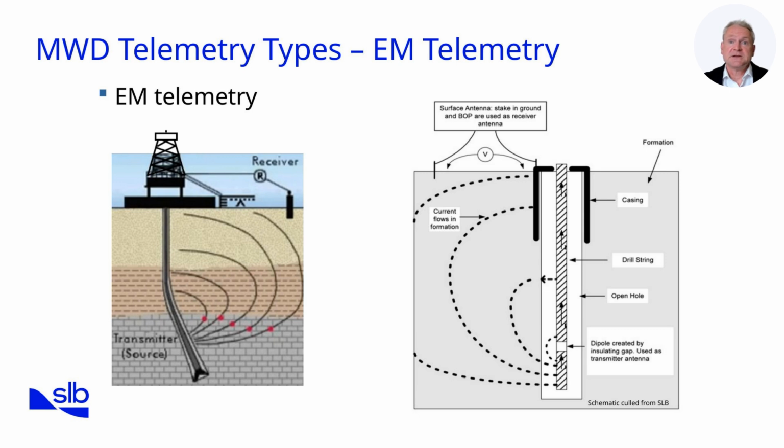Despite these limitations, EM telemetry is an important tool for specific operational contexts. When conditions are right, it provides faster, cleaner data transmission than mud pulse. This system is commonly used in land operations with shallow wells, for example, in the US shale plays. Because the receiver must be staked into the ground, it is not possible to use an offshore option.